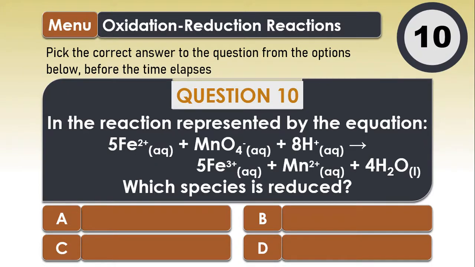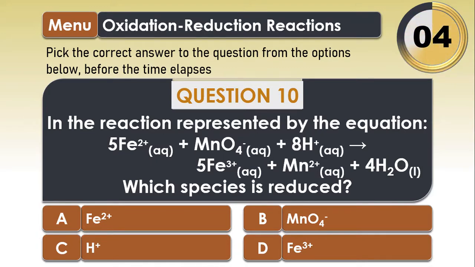Question 10. In the reaction represented by the equation showing on the screen, which species is reduced? A. Iron 2, B. Permanganate ion, C. Hydrogen ion, and D. Iron 3 ion. The correct answer is B. Permanganate ion.